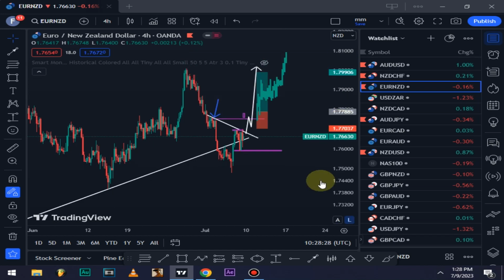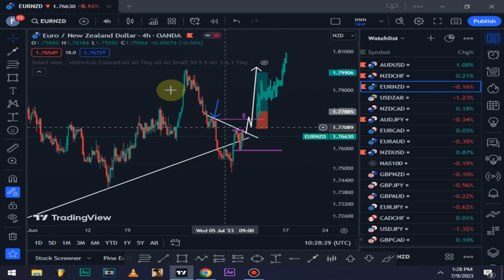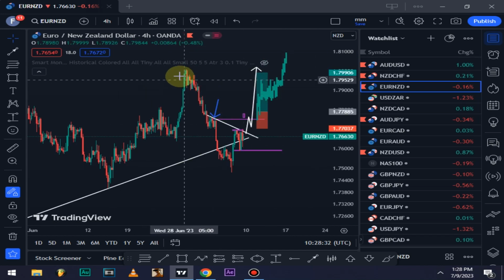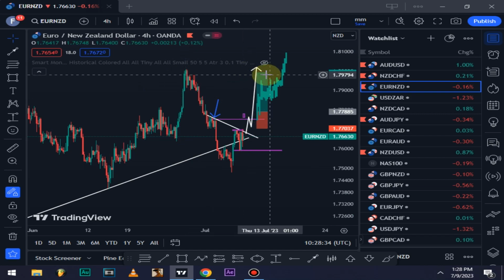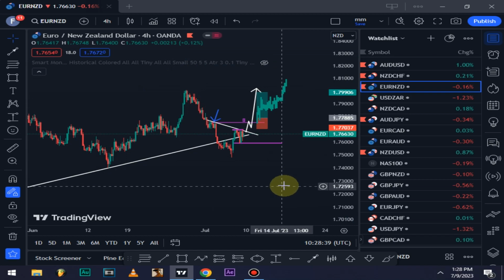All right, this is now Euro NZD. Euro NZD, so delicious, looking nice, guys. This one you can hold all the way up, over 200 pips, gang. Swing it all the way up. All right, so I believe, guys, that's it.